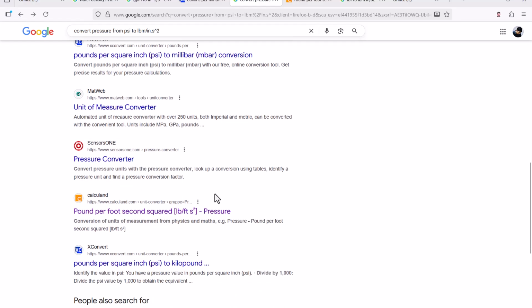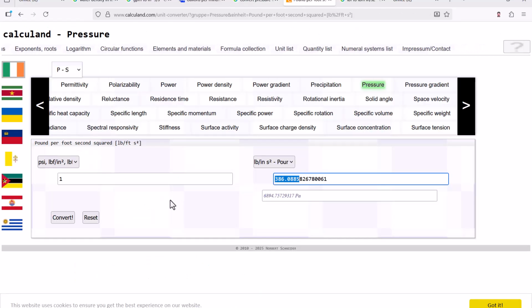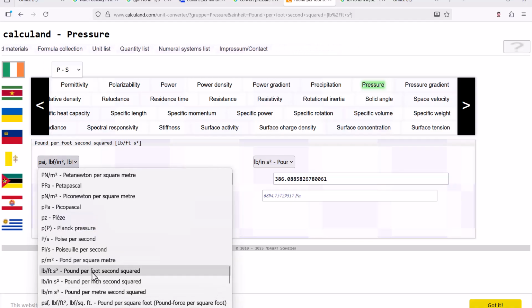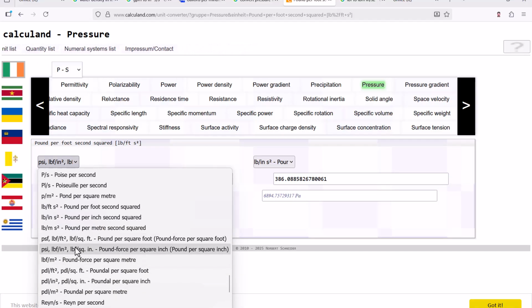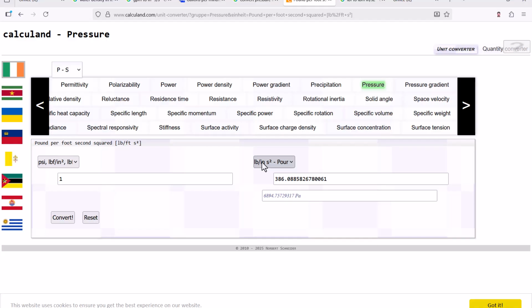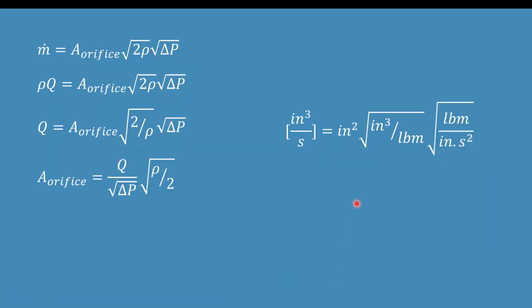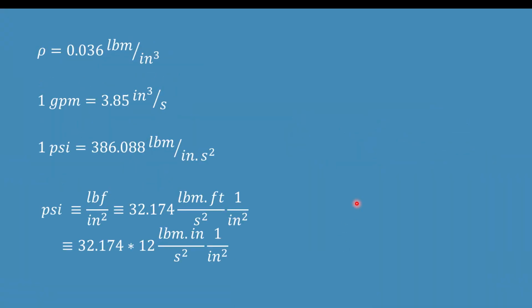I found one link that has these units. So 1 PSI, here it is. I found PSI on this website, calculan.com. PSI is pound force per inches squared, and I converted it to pound per inch times squared seconds. And this is the conversion factor, 386.088. So now I have the answer to all three of my questions.